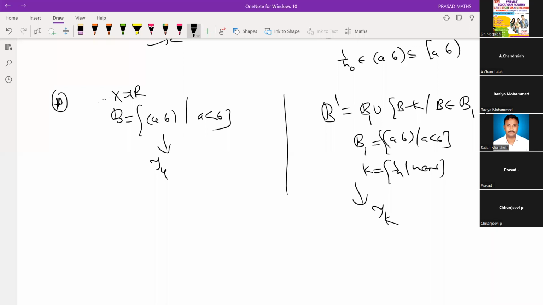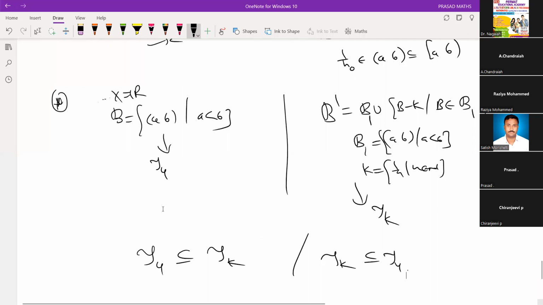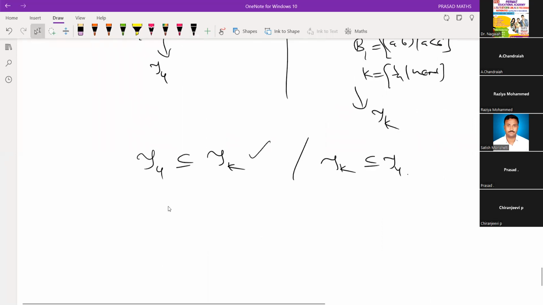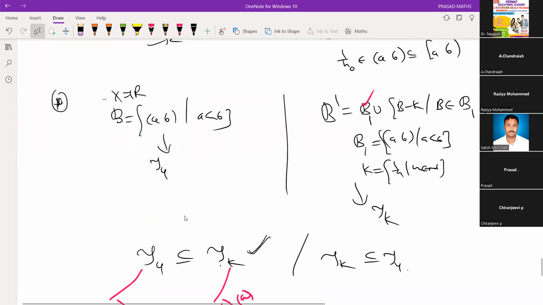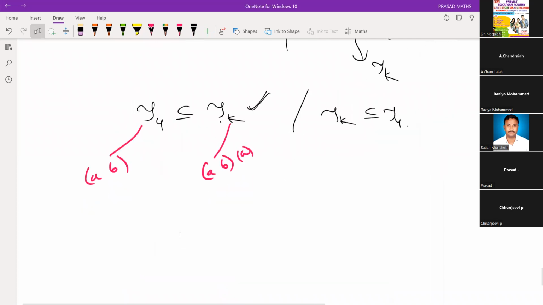Question is, are they comparable? Is tau U contained in tau K, or is tau K contained in tau U? So this is always true, right? Why? Because what are the basic open sets in the usual topology? This one. What are the basic open sets in the K topology? Either (a, b) or (a, b) minus K.